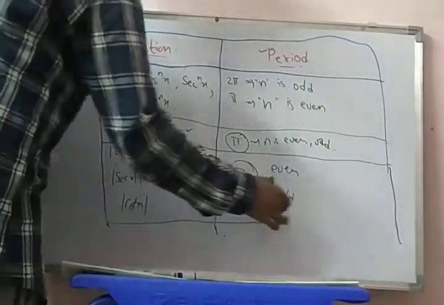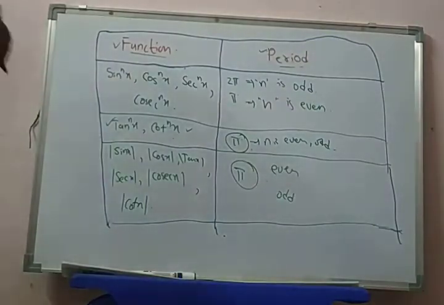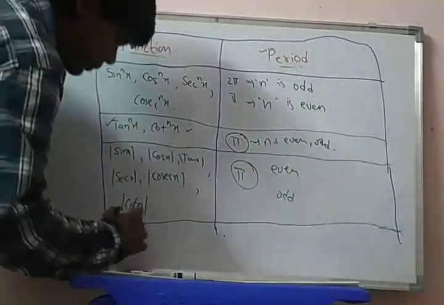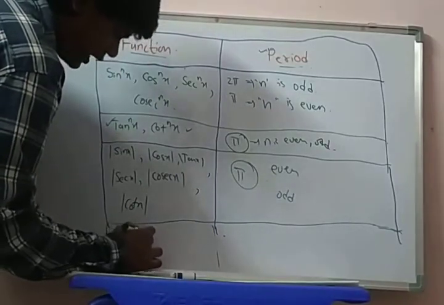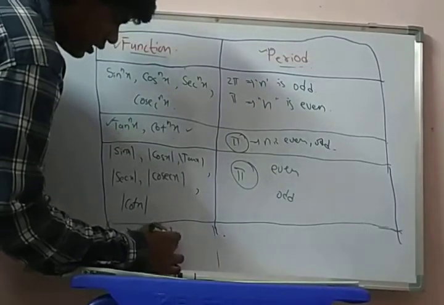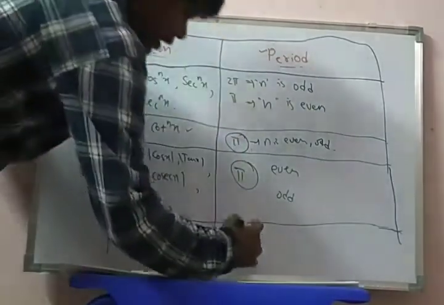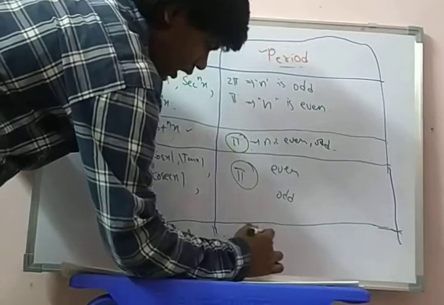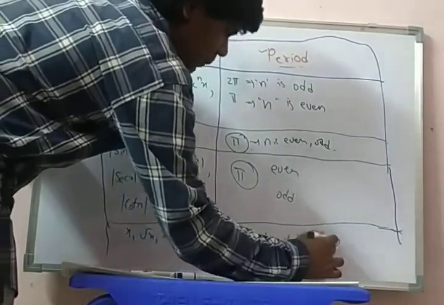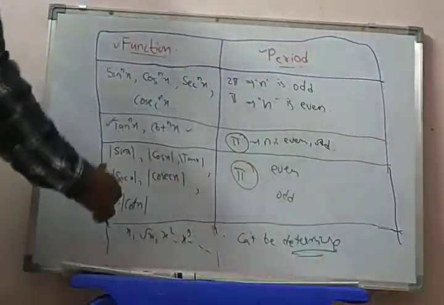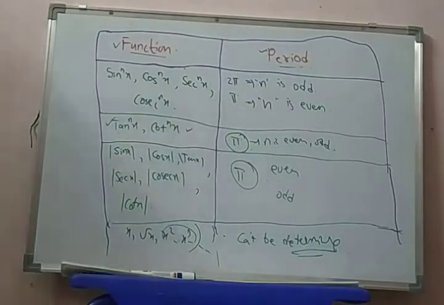But other than trigonometric ratios, if you consider general algebraic terms like x, root x, x squared, x cubed and so on, for all of these the period can't be determined.